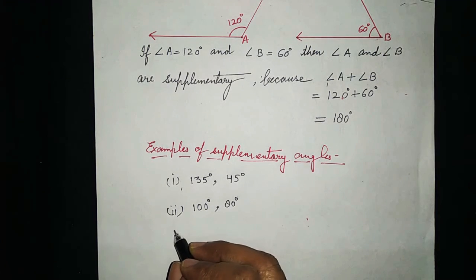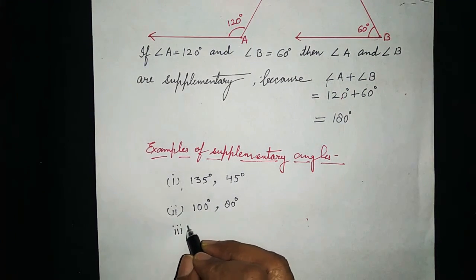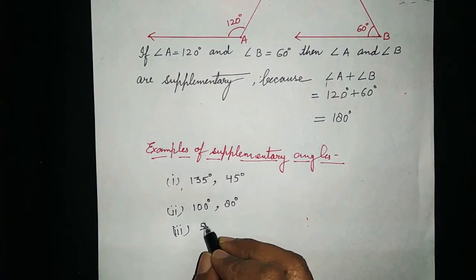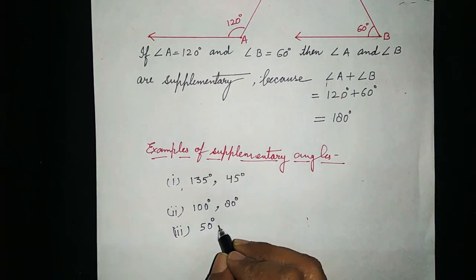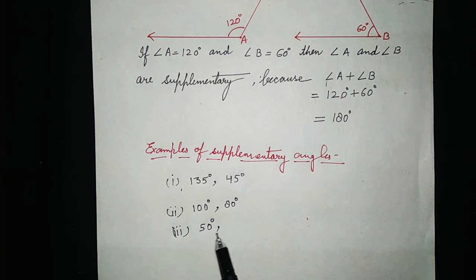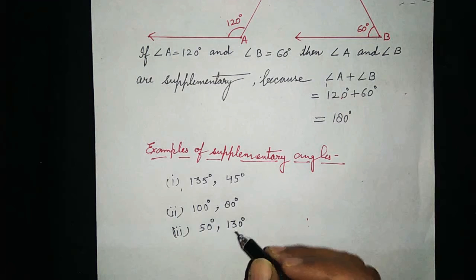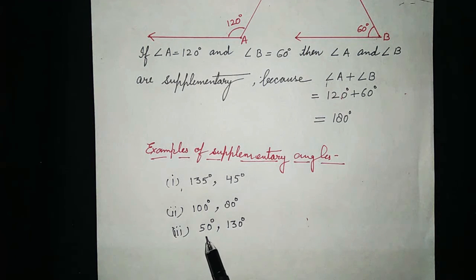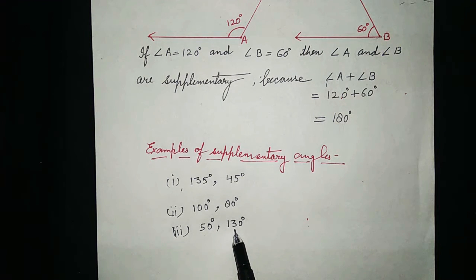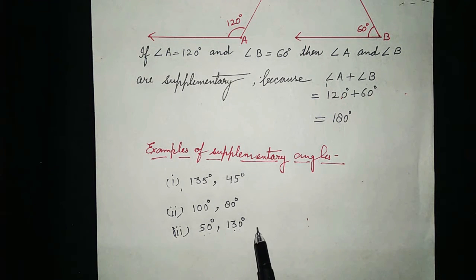And here you see one more example. If one angle is 50 degrees, then its supplement will be 130 degrees. Why is 130 degrees the supplement of 50 degrees? Because if you add 50 degrees and 130 degrees, you will get 180 degrees. And 50 degrees is the supplement of 130 degrees and 130 degrees is the supplement of 50 degrees.